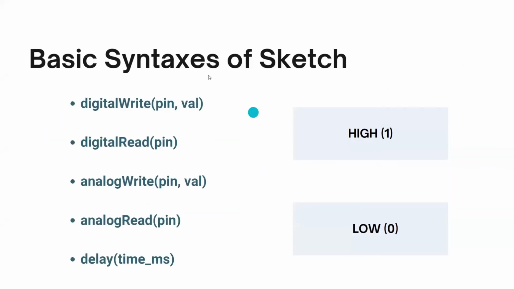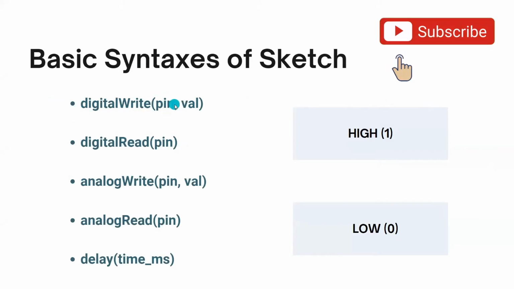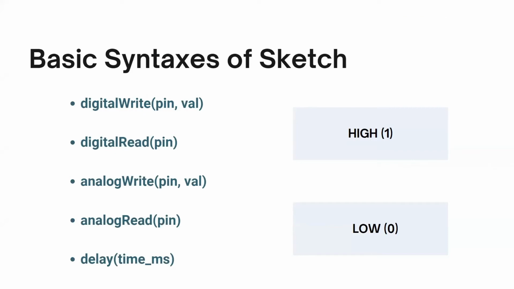So the very first function is digitalWrite. The syntax for this function is digitalWrite, bracket, pin, comma, value. So you have to define the pin number. You have seen that there were multiple pins from 0 to 13. So you have to tell the code on which pin your device is connected, because it can't understand automatically that something is connected to it.